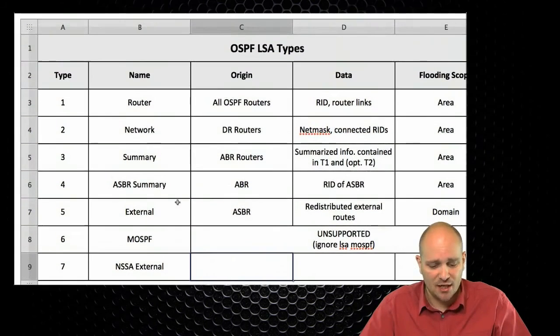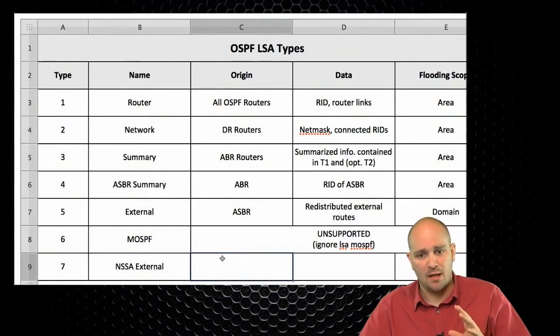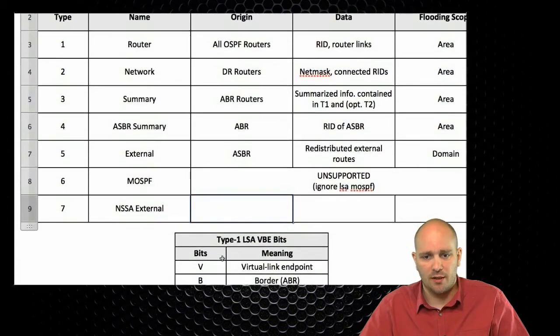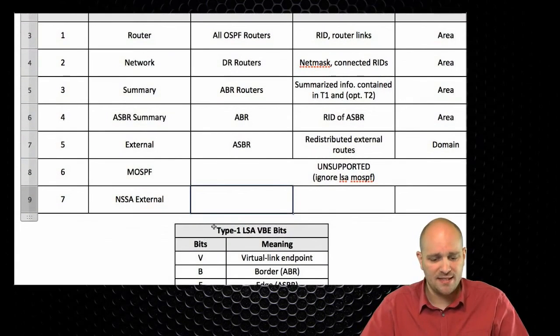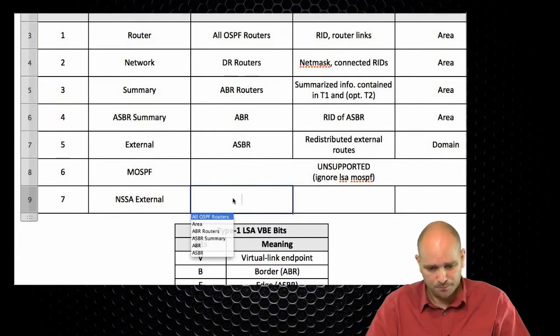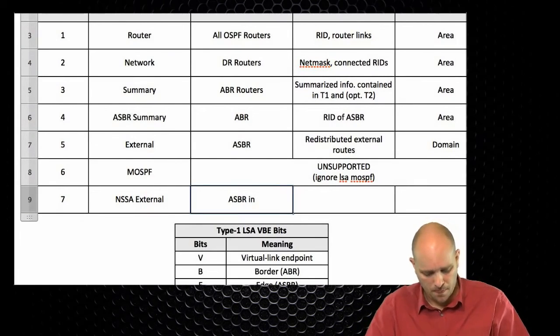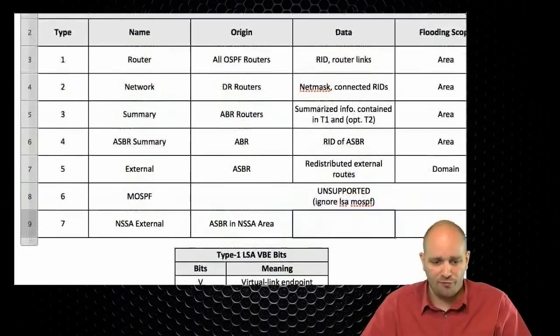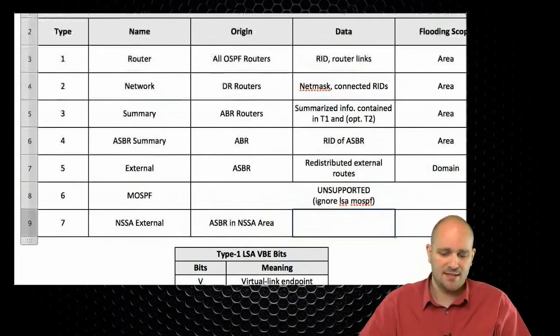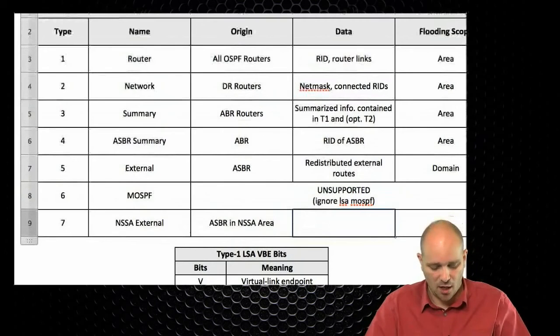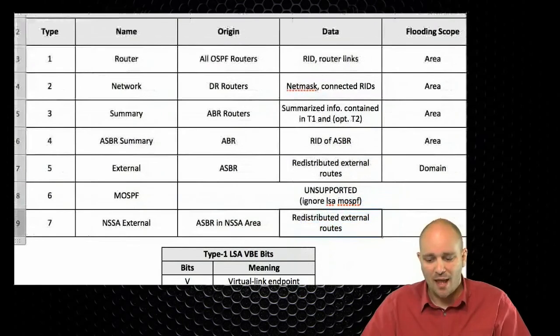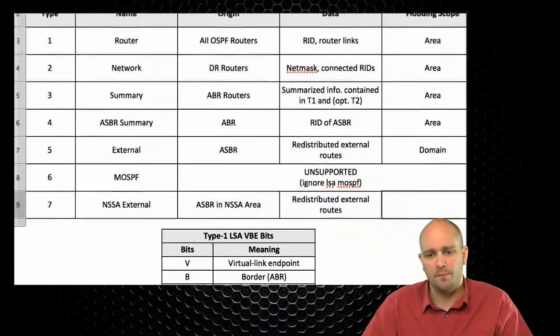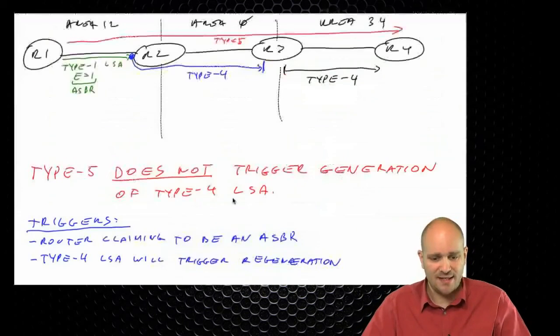So NSSA external LSA, let me scroll this up so that you can actually see it. So NSSA external is generated by ASBRs in NSSA area. The content of the data inside this LSA are redistributed external routes. But what is the flooding scope of this LSA? Well, let's take a look.